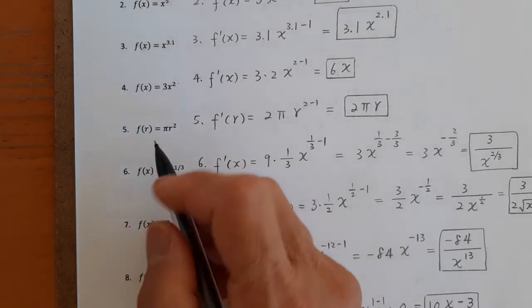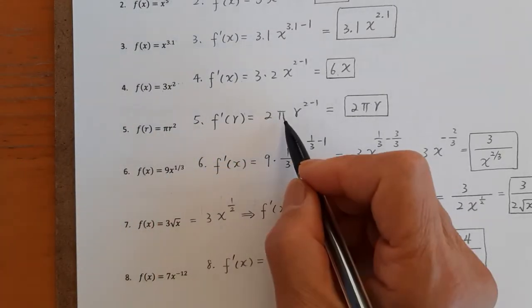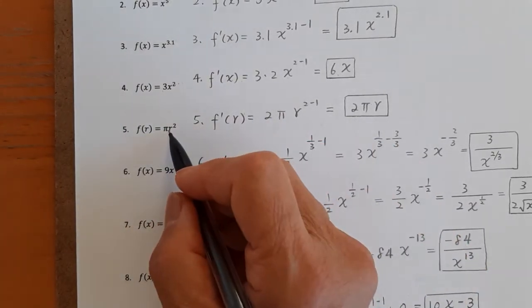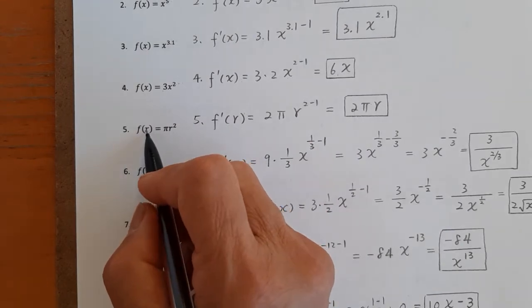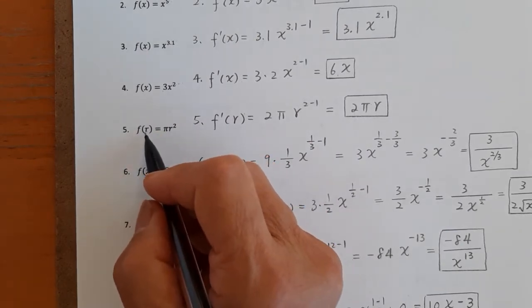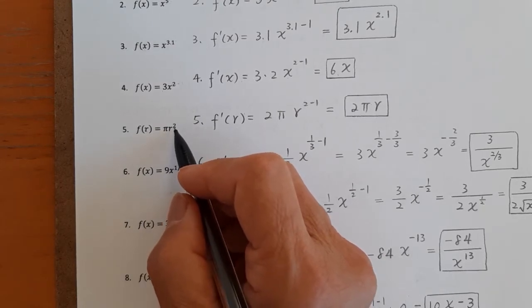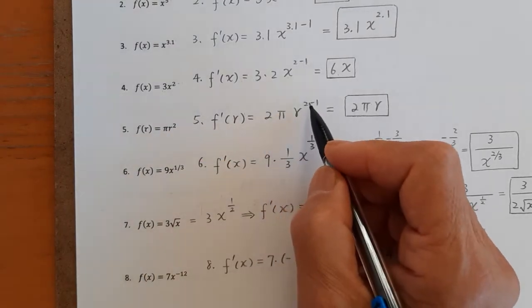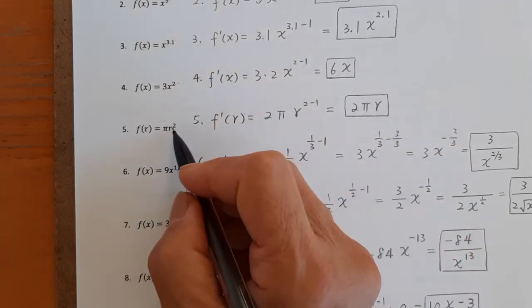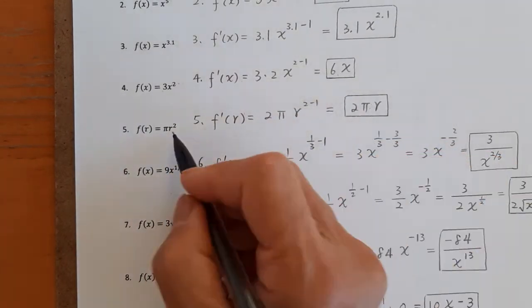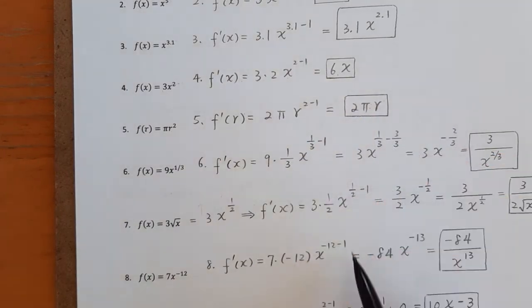Next one, here pi is also a scalar, so pi is still there. And r is the variable, f of r in terms of r, just like x. Then 2 comes down, then 2 minus 1. So 2 times pi is 2 pi, and 2 minus 1 is r to the power 1.